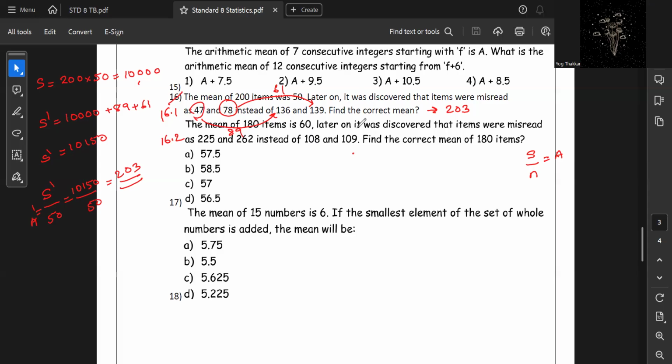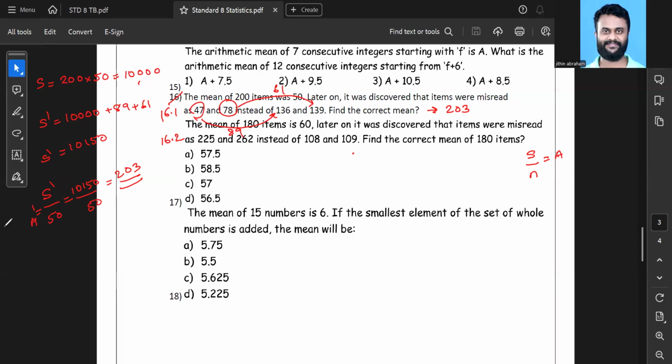Sir, so we have to divide the new sum by 200, right? Because the mean of 200 items was 50. Oh, my bad. Sorry. Yeah, you're actually correct. I thought that the total number of items is 50.